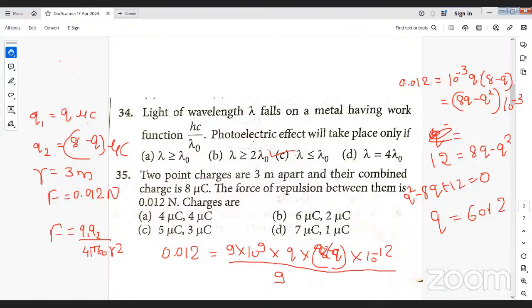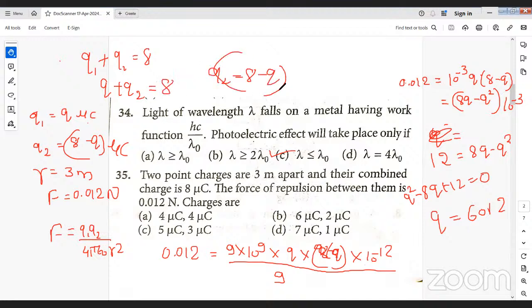Yes, copy down the steps. See, ask whichever part you did not understand. The 2 point charges, the addition of the two is 8, they are saying. This one I am taking as q and q2 is equal to 8 minus q. R is given, F is given. We require q. There is no other method to simplify this. You have to go through this quadratic equation simplification. Let's copy down and complete it. We will go for the next question.